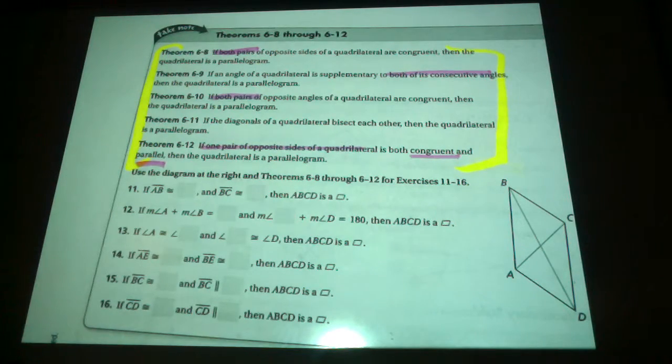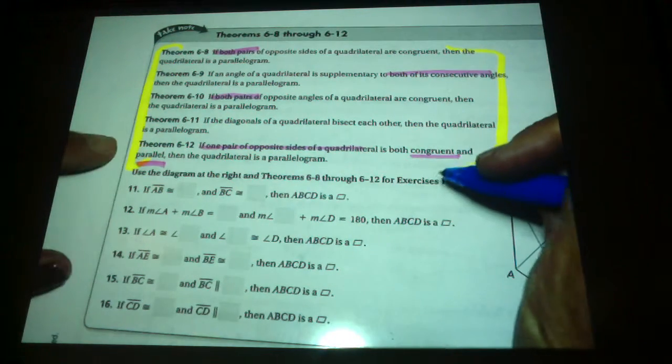So aside from 6.12, what do you notice about theorems 6.8 through 6.11? Aren't they the converse of all the theorems that you had in 6-2? So don't you already know that? They're just the converses. And you're right, Bailey, that they are the characteristics of a parallelogram. So we're going to use our knowledge of the characteristics and the definition of a parallelogram in order to determine if a quadrilateral is a parallelogram. And only quadrilaterals can be parallelograms.